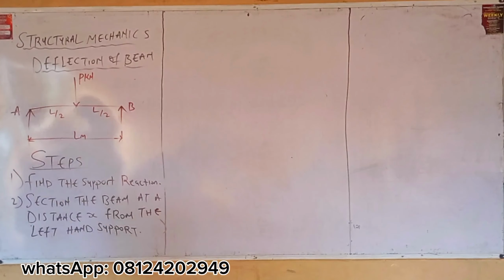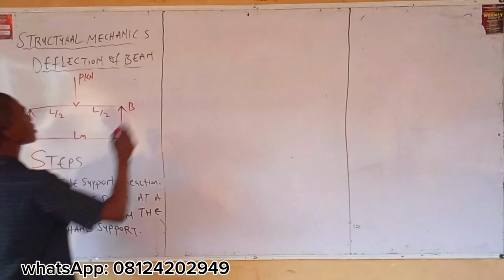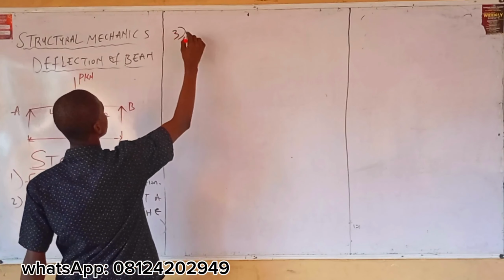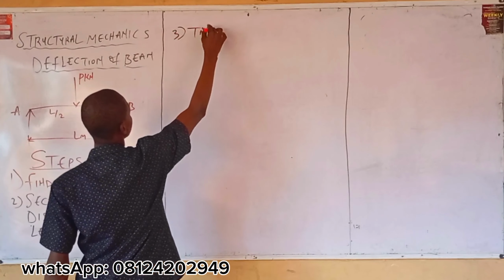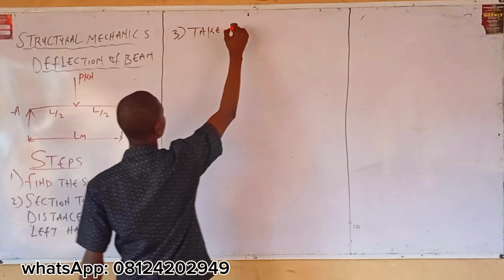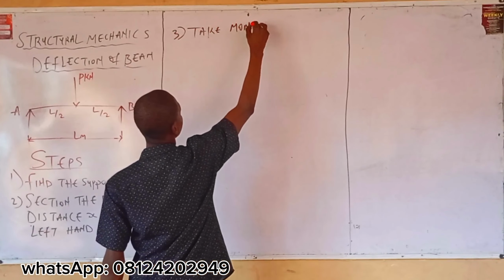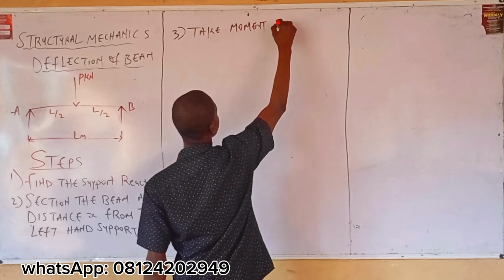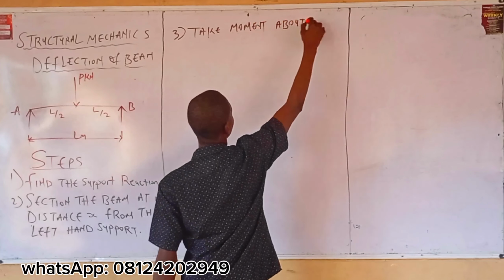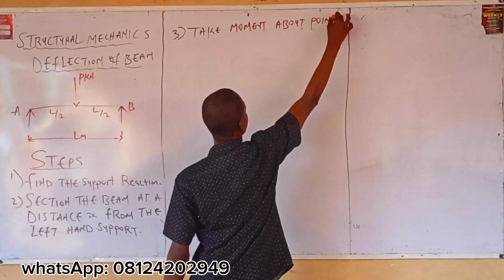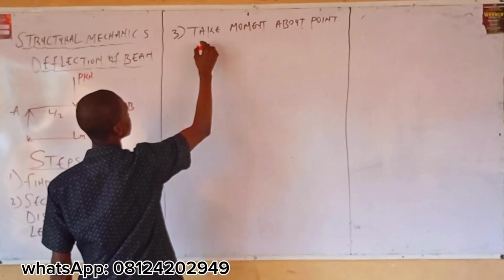The first step is what? Find the support reaction, section the beam at a distance x from the left hand support. Number 3, take moment about the point being sectioned, about point x.